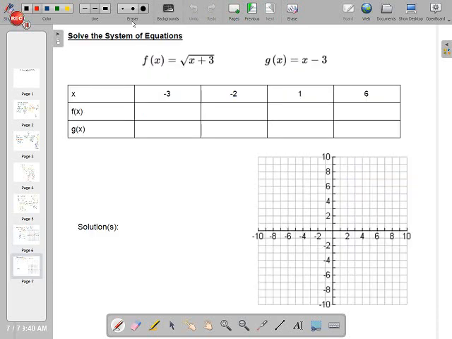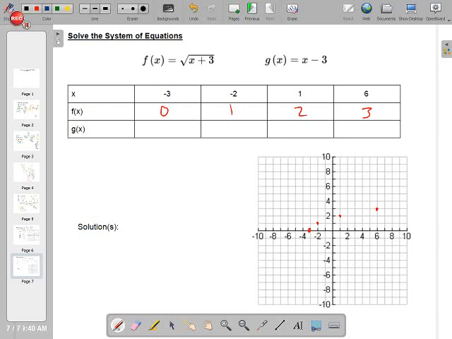One more problem, home stretch. Here I'm giving you the x values I want you to plug in, so you don't have to worry about setting up those little mini equations. Let's plug in negative 3, so negative 3 plus 3 is 0, the square root of 0 is 0. Negative 2 plus 1 is 1, the square root of 1 is 1. 1 plus 3 is 4, the square root of 4 is 2, and 6 plus 3 is 9, the square root of 9 is 3. So let's draw that. Negative 3, 0, negative 2, 1, 1, 2, and 6, 3.